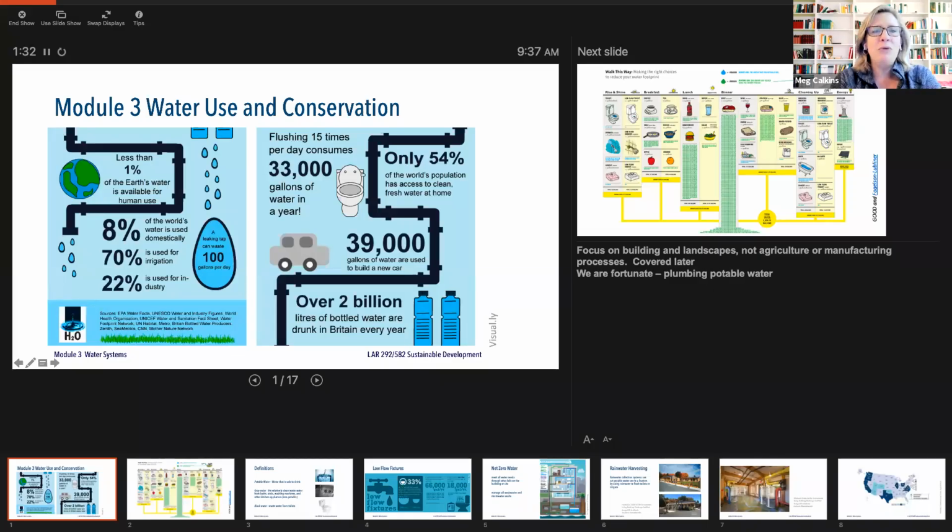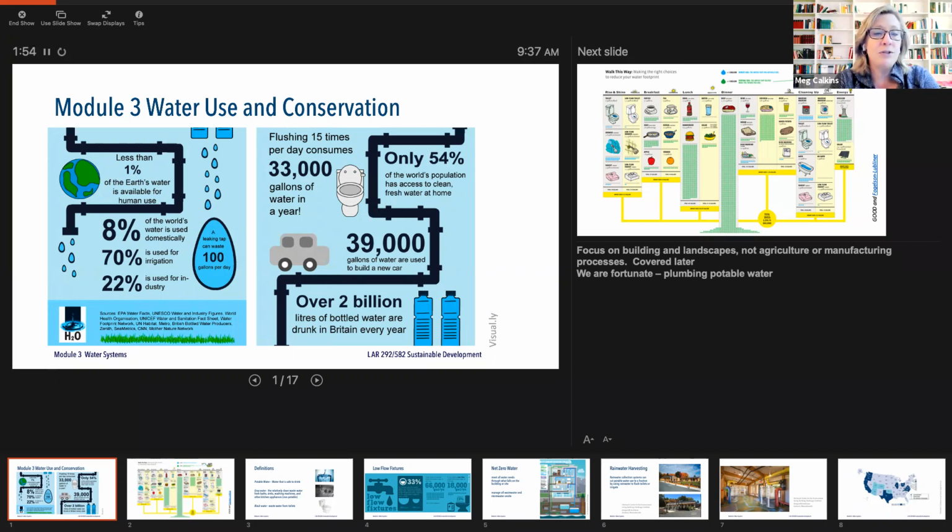This is the Module 3 Water Use and Conservation lecture. Let's start by acknowledging the fact that less than 1% of the Earth's water is available for human use. The rest is salt water or so badly degraded that we can't consume it.